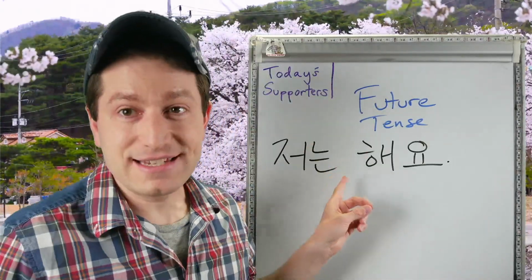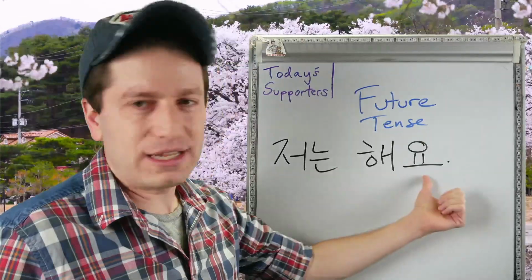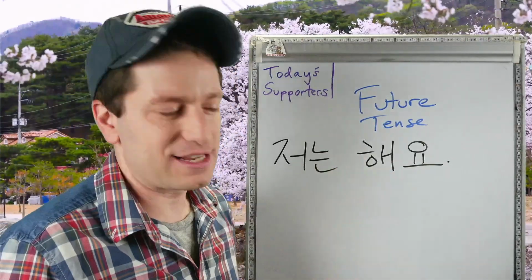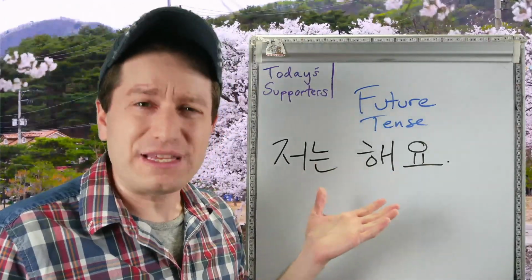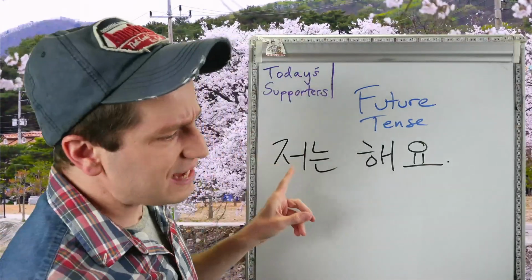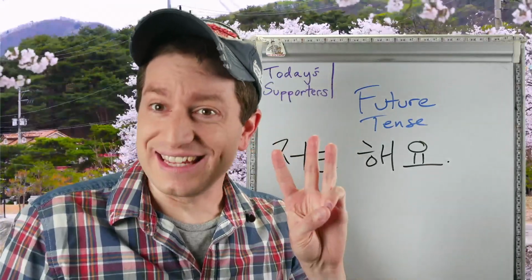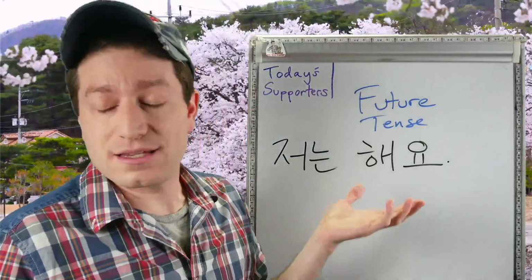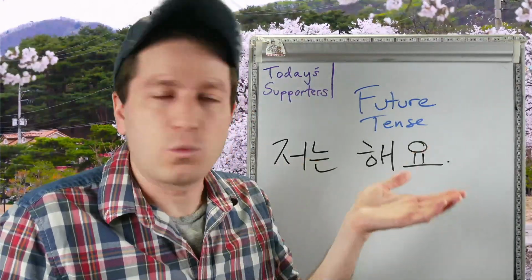Is this sentence the future tense? 저는 해요. I do, whatever it is. Regular present tense can also be the future tense. So this sentence can mean actually three things. 저는 해요. Well, yes, I do it. 저는 해요. Whatever it is.